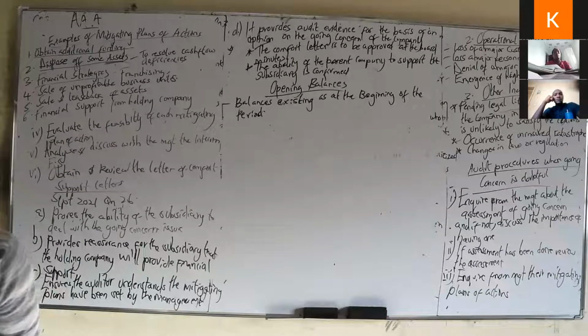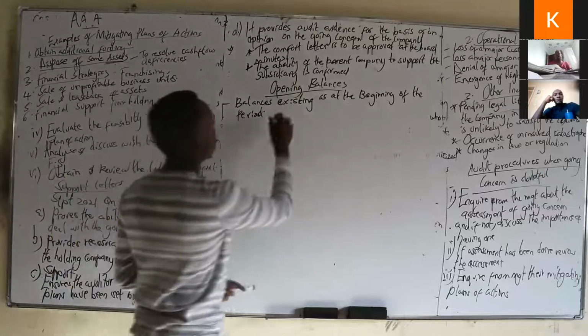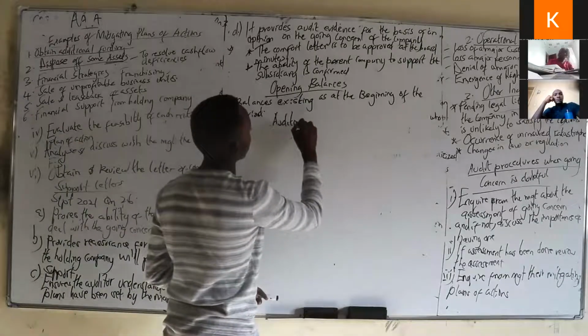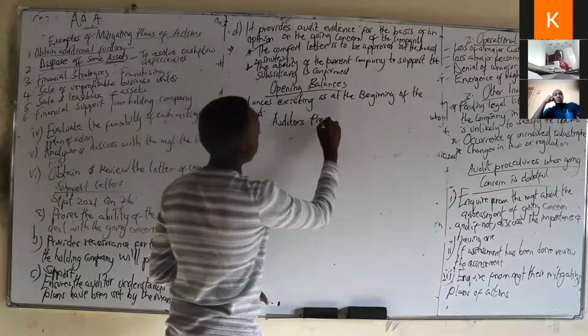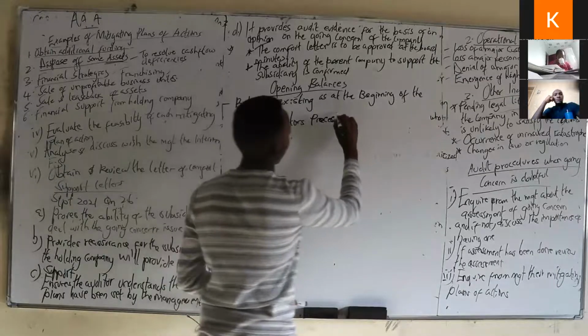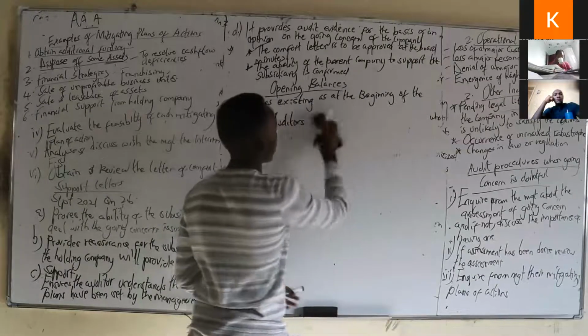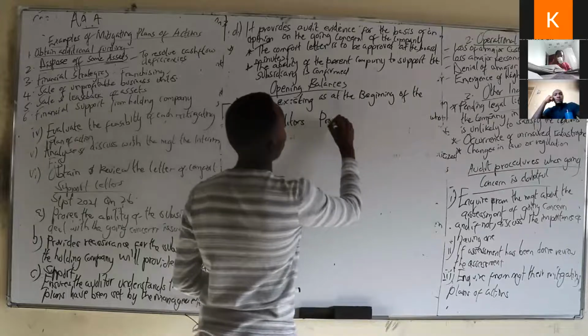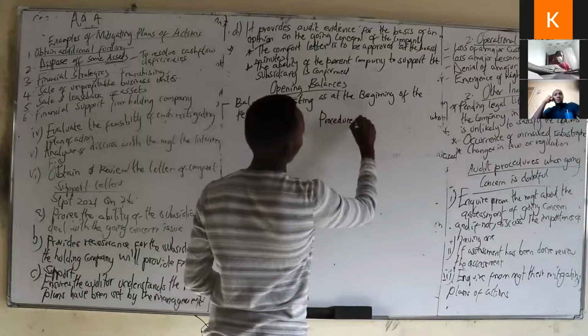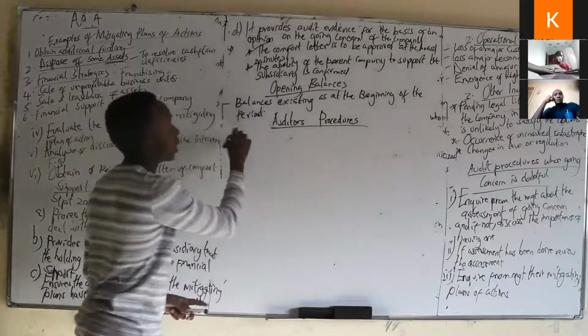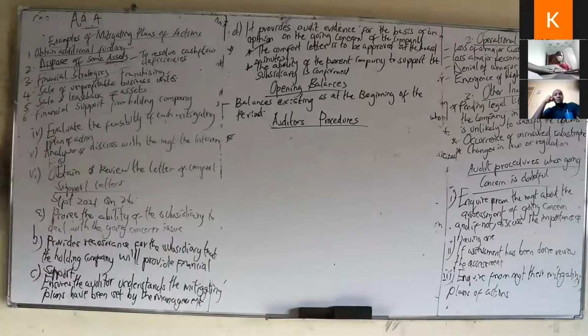The auditor's procedures in this case would be, for example, you will review the audit work by the previous auditors, or the predecessor auditors in this case.